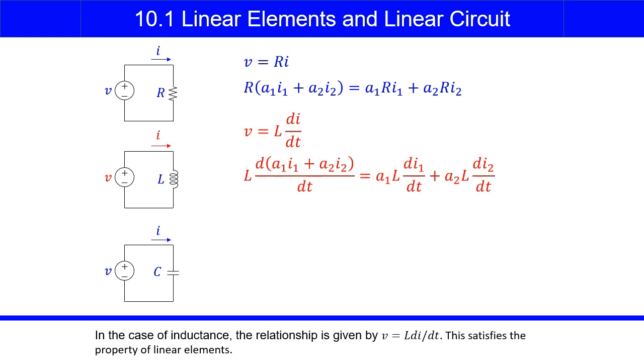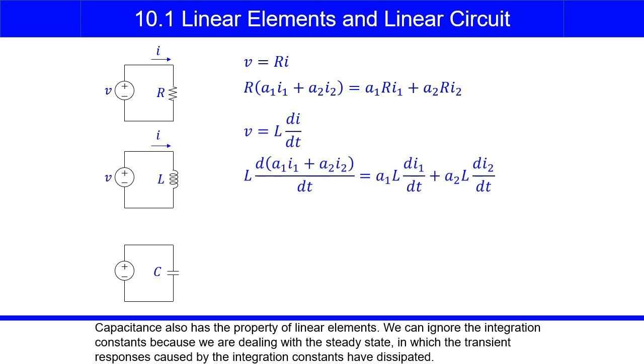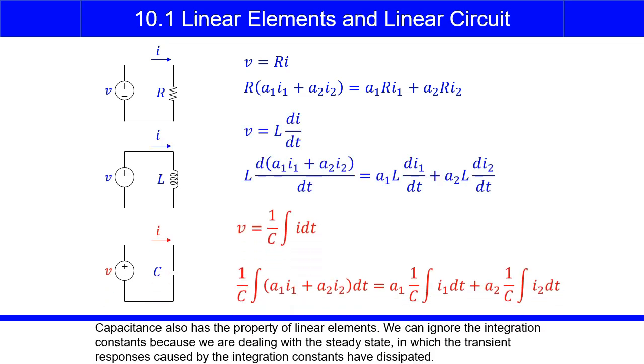In the case of inductance, the relationship is given by v equals L di/dt. This satisfies the property of linear elements. Capacitance also has the property of linear elements. We can ignore the integration constants, because we are dealing with the steady state, in which the transient responses caused by the integration constants have dissipated.